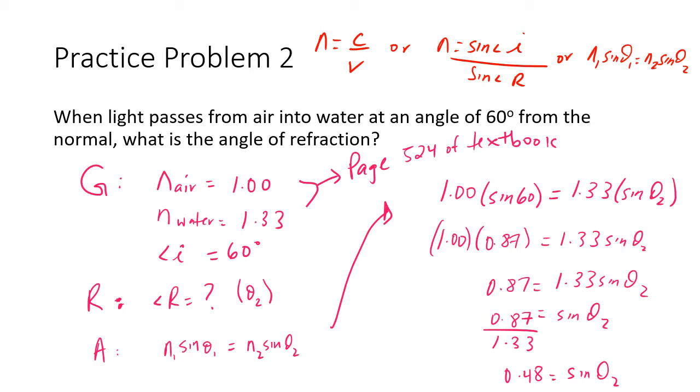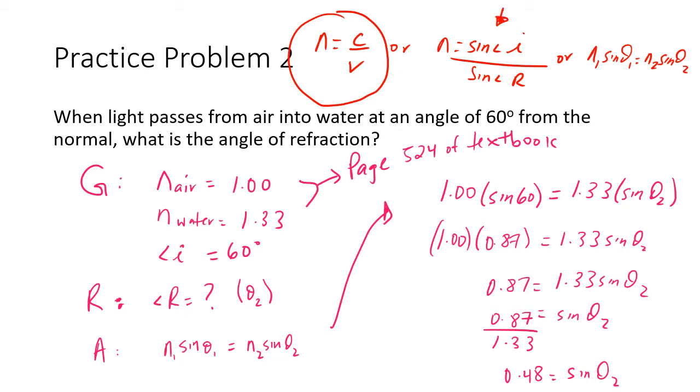If you know the speeds in which the light is traveling, then obviously you can use the first equation. Okay, so if you know the speed of light in the different mediums, then you can definitely just go ahead and use n is equal to c over v. If you know one of the angles, so the angle of incidence and the index of refraction, or if you know both the angle of incidence and the angle of refraction, you can use this second equation.